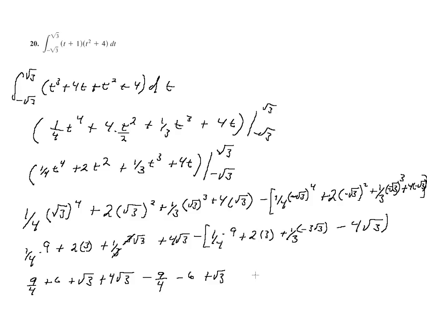So we're going to get some cancellations. The 9 over 4's cancel, 6 cancels, and we end up with root 3 plus 4 root 3 is 5 root 3, plus another root 3 is 6 root 3, plus 4 root 3 is 10 root 3.